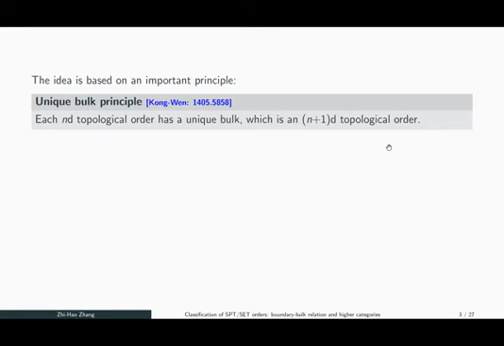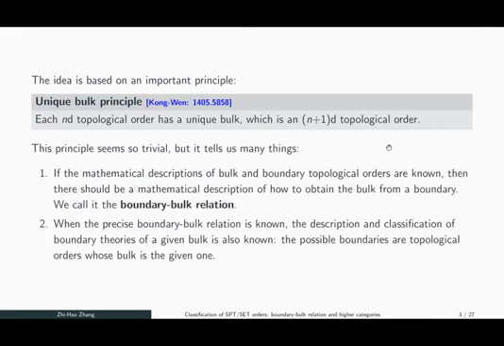Okay, it seems this principle is very trivial, but it does tell us many things. The first is, if the mathematical description of bulk and the boundary topological orders are known, then there should be a mathematical description of how to obtain the bulk from a boundary, right? And this is called the boundary bulk relation. And if we know the precise boundary bulk relation, then the description and classification of a boundary series of a given bulk is also known. This is directly from the boundary bulk relation.